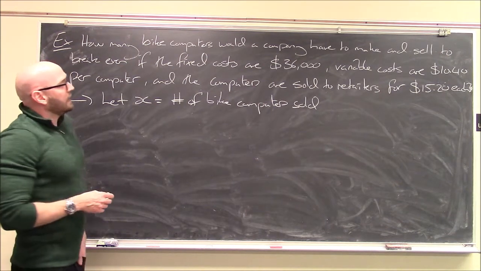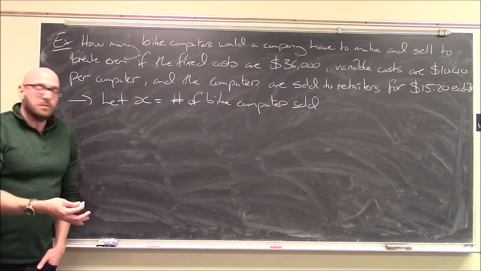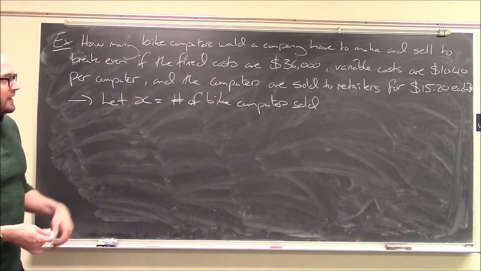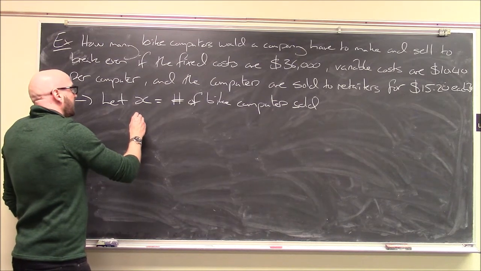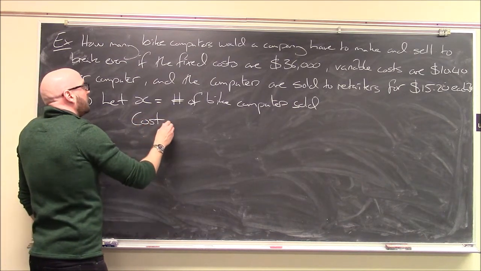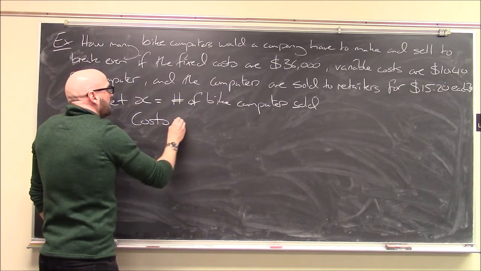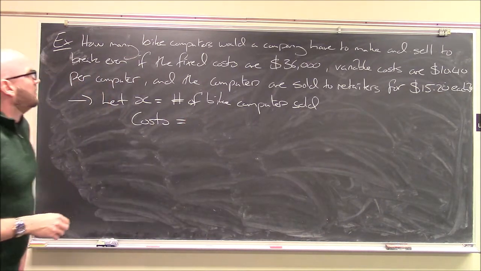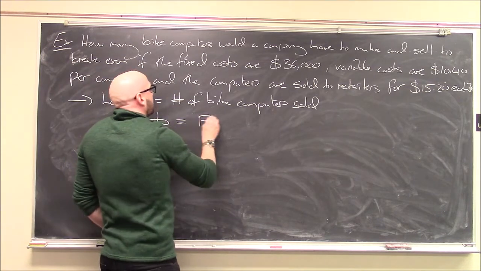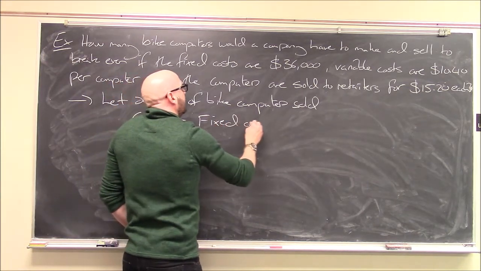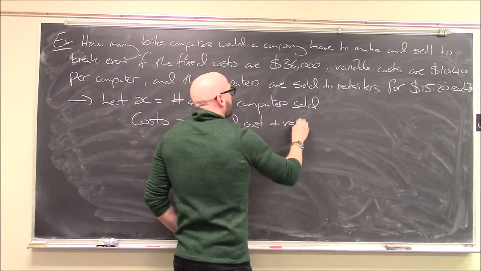And to break even, we need our cost to equal revenue. That's when you break even, when your total costs equal the total revenue. So let's figure out what these things are. What is costs? Costs are going to be the fixed cost plus the variable costs, right? So fixed costs plus variable costs.